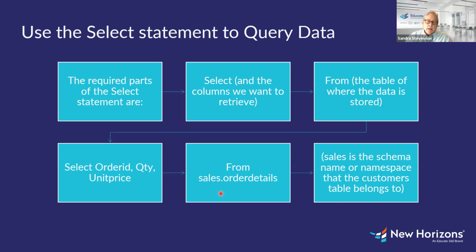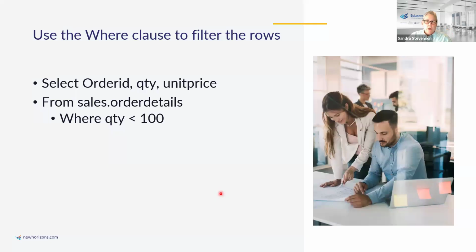Now, for filtering, the where clause is our row by row filter. So in this example, I want the order ID, the quantity, and unit price returned to me in my result set. I'm getting that out of the order details table. But I only want to see orders where the quantity was less than 100.